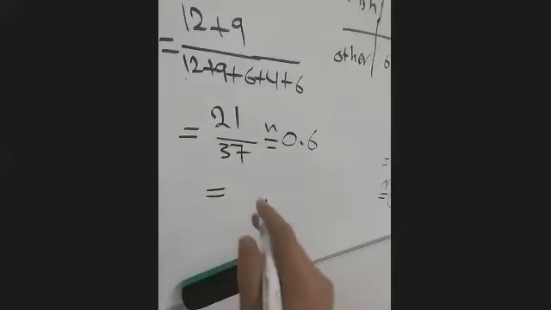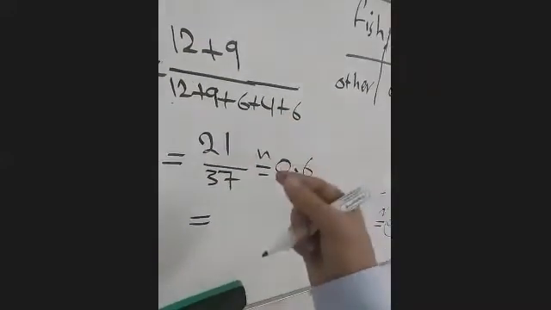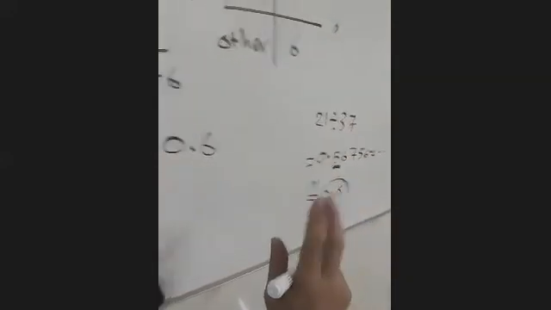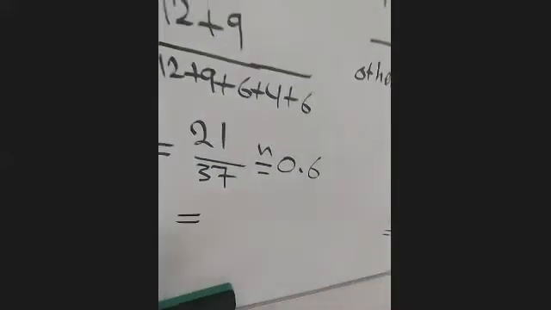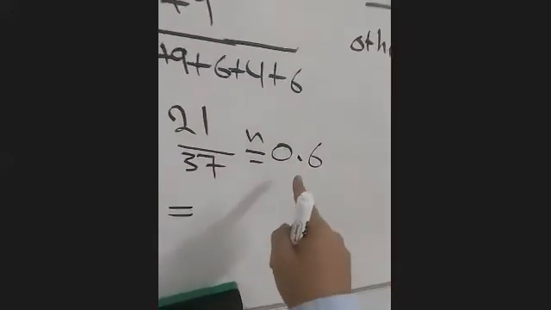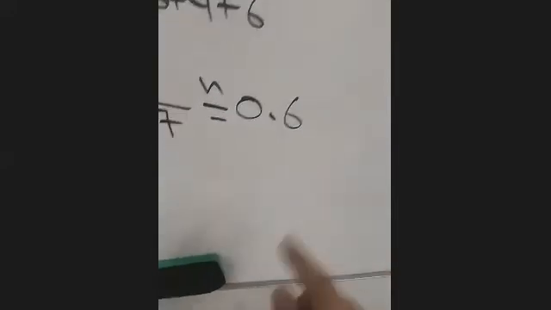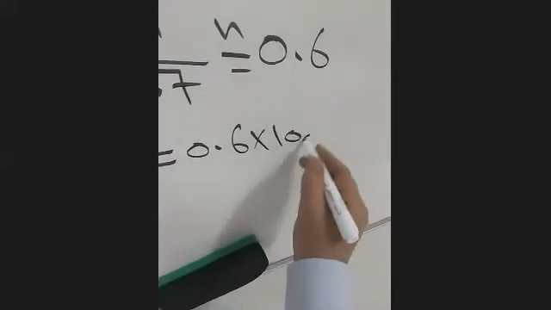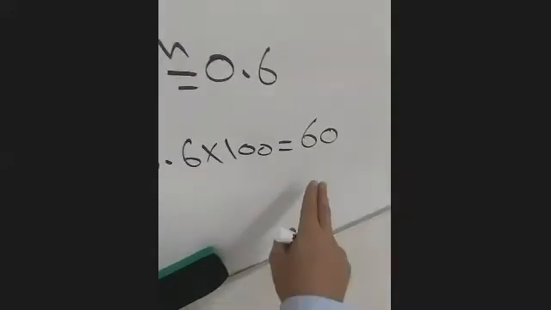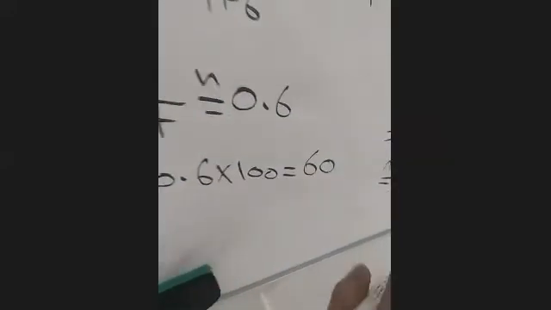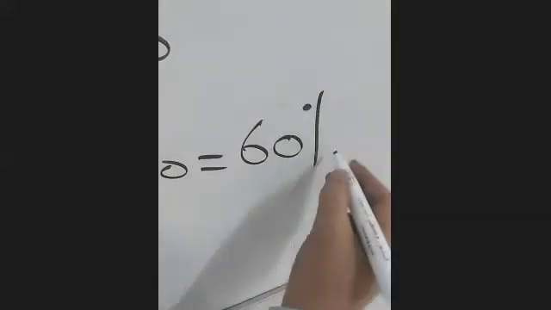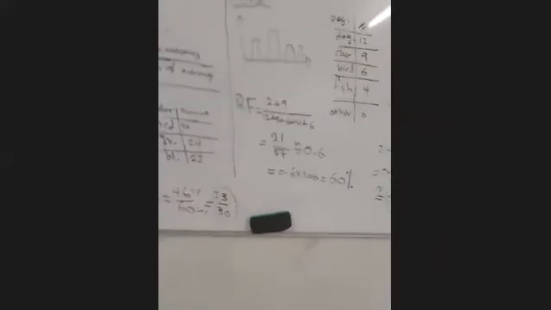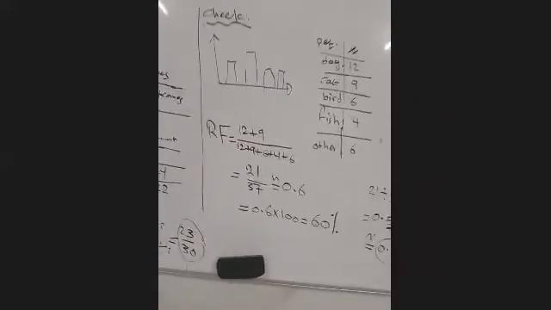Now, how do we make it a percent, guys? Multiply by 100. Exactly. To find the decimal from the fraction, you make a division normally. To turn the decimal into a percent, you multiply the decimal by what always? By 100. So 0.6 multiplied by 100 will be 60. Don't write 60 like this. 60 what? Percent.